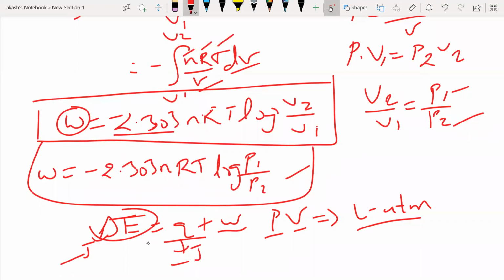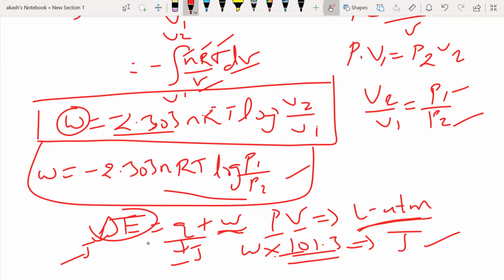So before you conclude the problem, before you substitute the values and add them, whenever a question is given to you, please understand this W value should be multiplied by 101.3 so that you get the answer in joules. Be very careful. Even if you do everything else correctly, if you do not do this, the entire problem is wrong. You will not even find the answer in the given MCQ options. So to convert liter atmosphere to joules, you have to multiply this W value by 101.3.